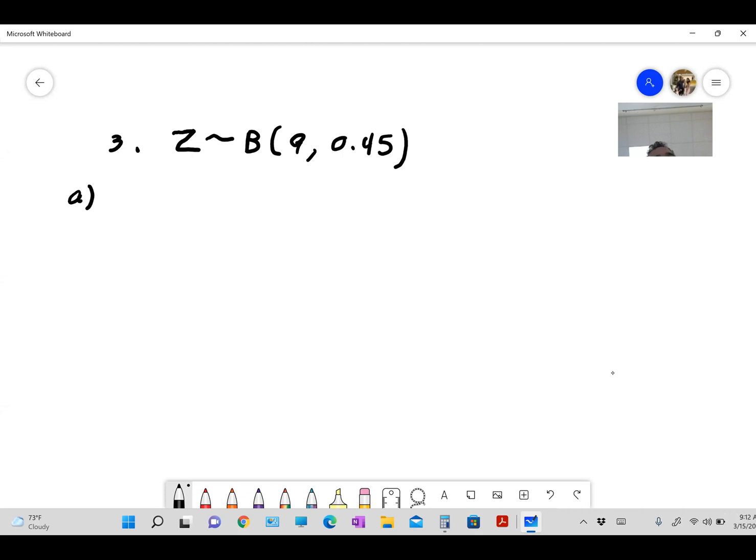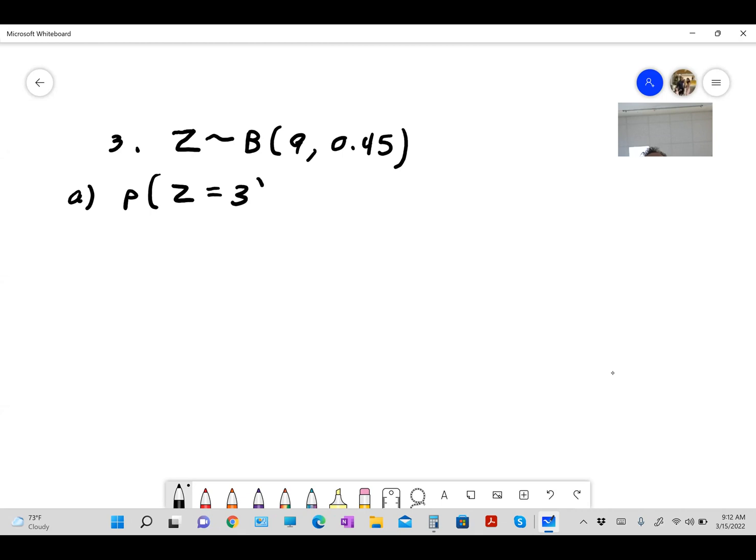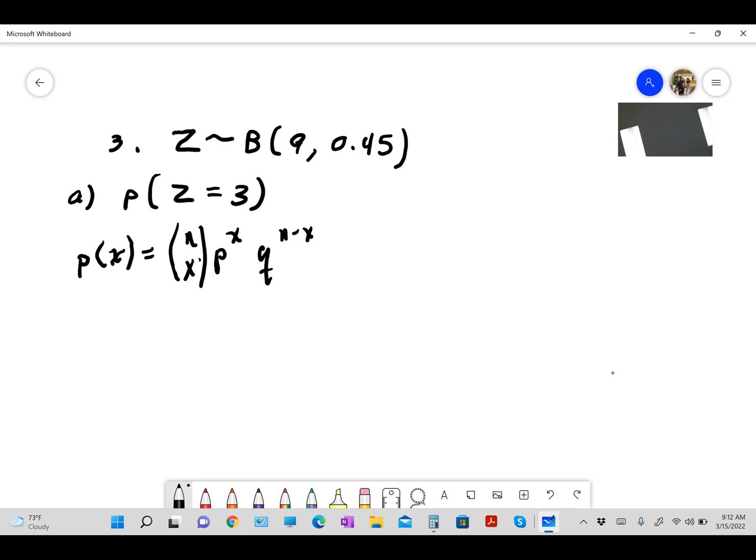So A says the probability that the random variable Z is equal to 3. Okay, so how do we do this question? It's super simple. Let me set it up for you. So the probability of X has to be equal to nCx, P to the X, Q to the n minus x. So in this case, the X is 3. Now this here is N and this here is P.